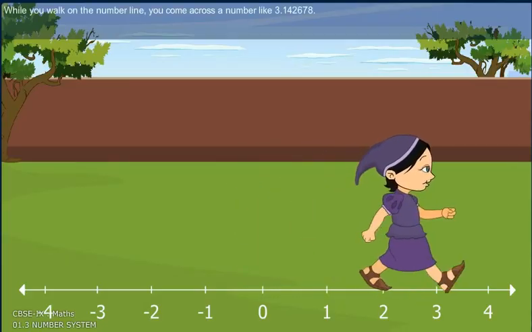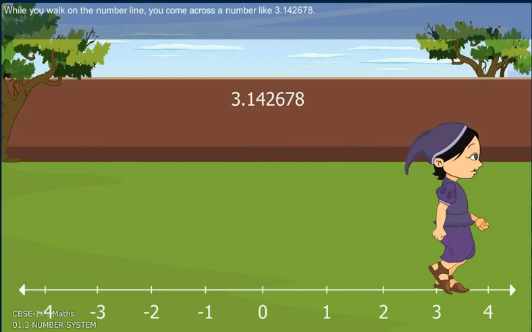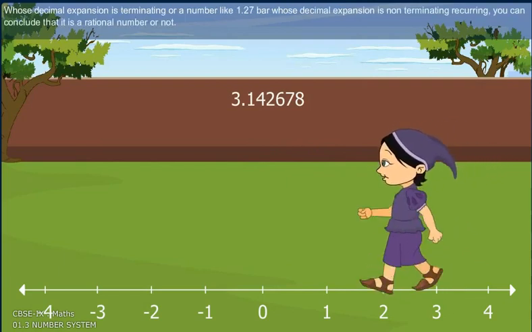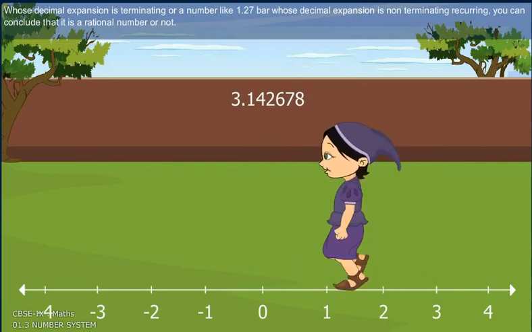While you walk on the number line, you come across a number like 3.142678 whose decimal expansion is terminating, or a number like 1.27 bar whose decimal expansion is non-terminating recurring. You can conclude whether it is a rational number or not.